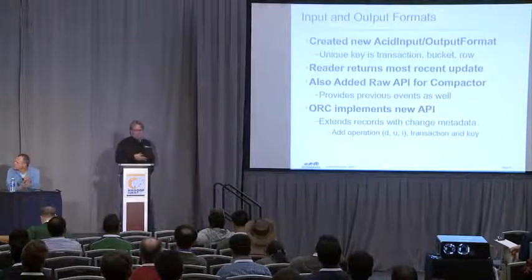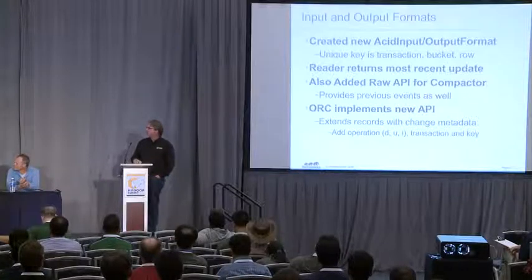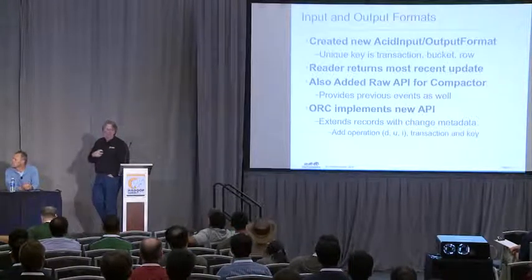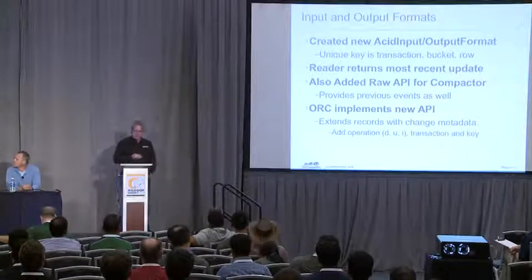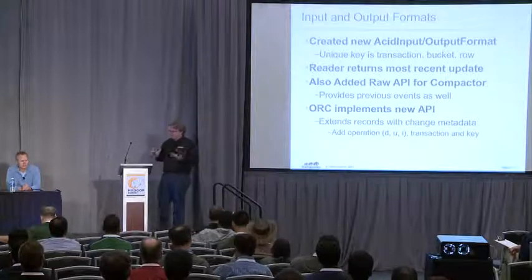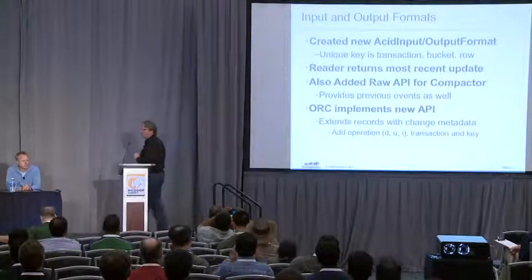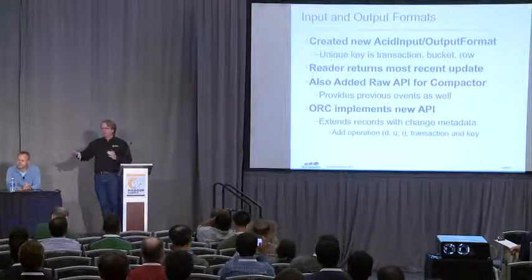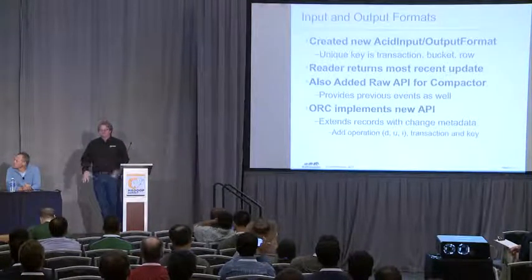Okay, so how did we actually do this? The first thing is that we created some new interfaces for Hive. We created the ACID input format and ACID output format. Now, users don't need to worry about this, right? This is just something that we used to make it generic with regard to which format you were storing things as.